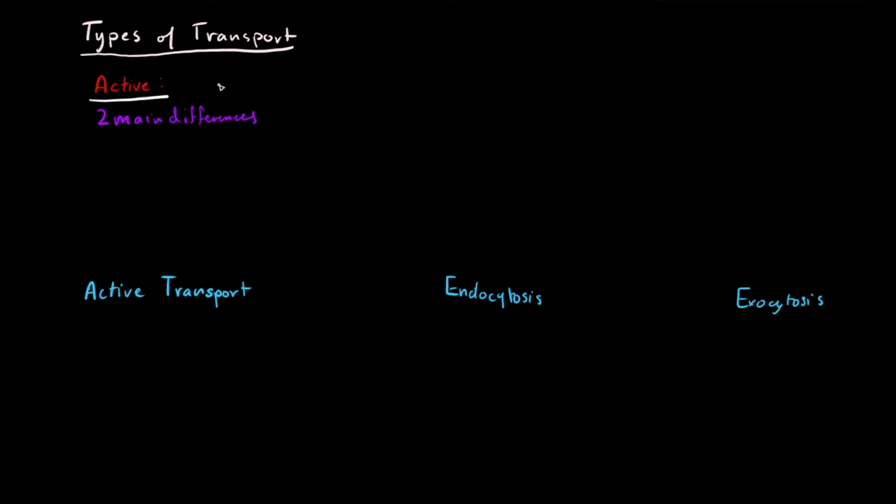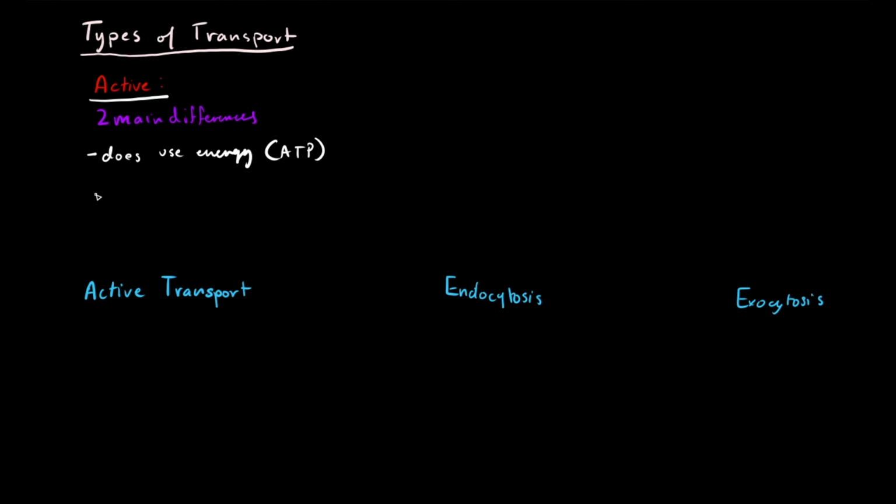In our last video talking about types of transport, we went over passive transport, a type of transport that first doesn't use any energy, and second, usually abides by the concentration gradient. In this video, we're going to be talking about active transport. And again, we have to reiterate the two main differences. We said that passive transport doesn't use energy, while active transport does use energy. And in this case, it's in the form of ATP, adenosine triphosphate.